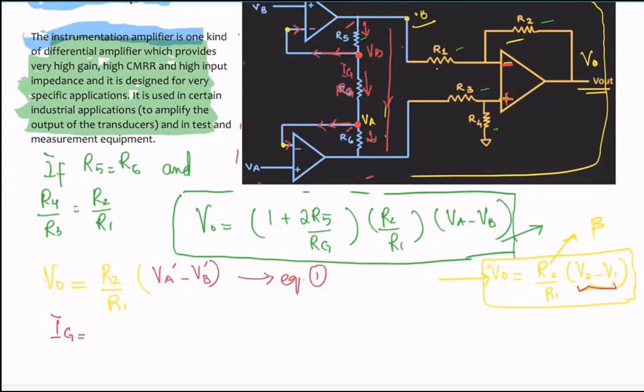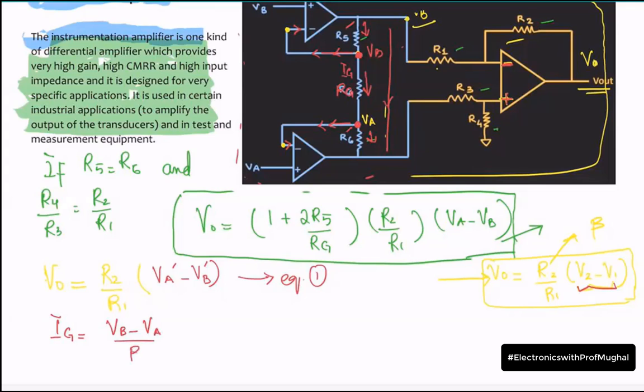So can anybody give me the equation for that? It would be VB minus VA over the sum of R5, RG, and R6. Okay, now because I'm only interested in IG, I just need to do RG over there. So VB minus VA over RG, and I'm going to say that this is equation 2.